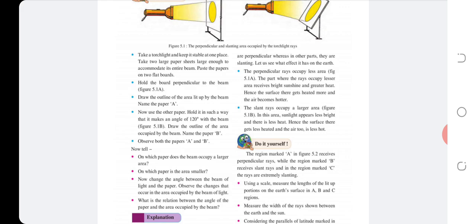The slant rays occupy a larger area, figure 5.1b. In this area, sunlight appears less bright and there is less heat. Hence, the surface area there gets less heat and the air too is less hot.